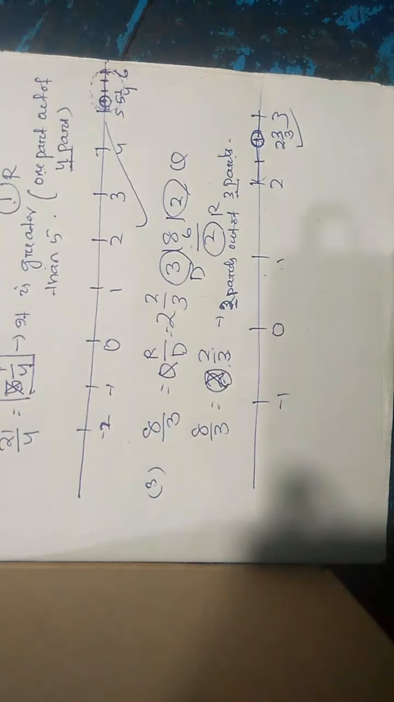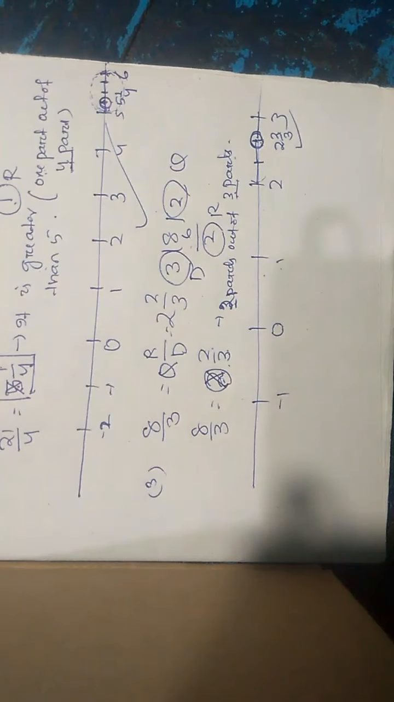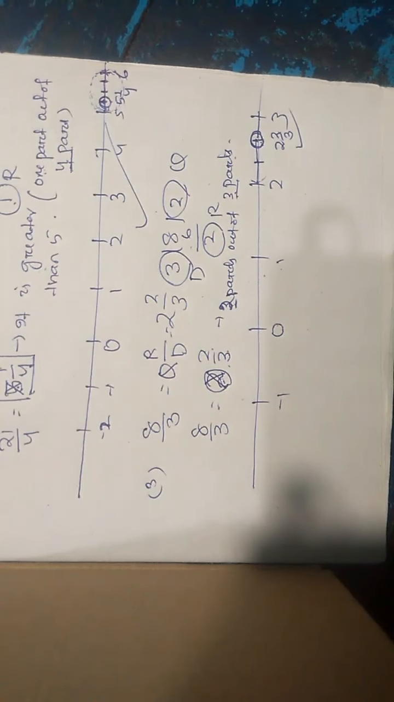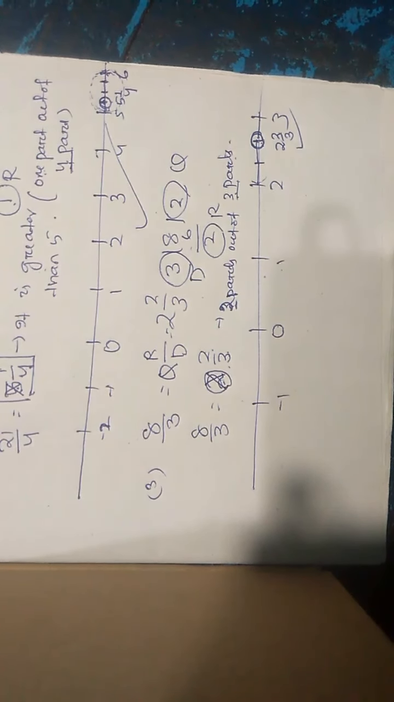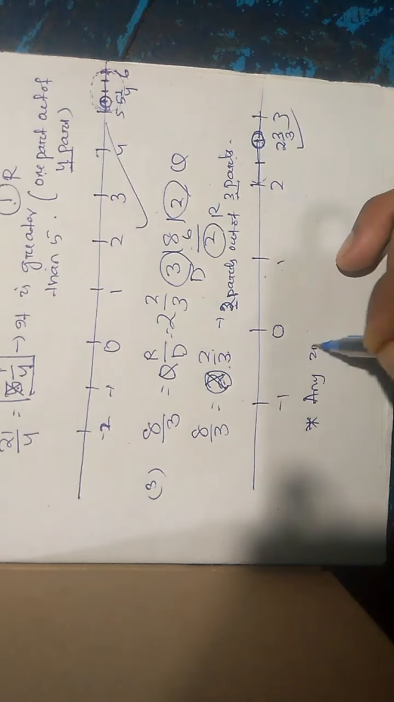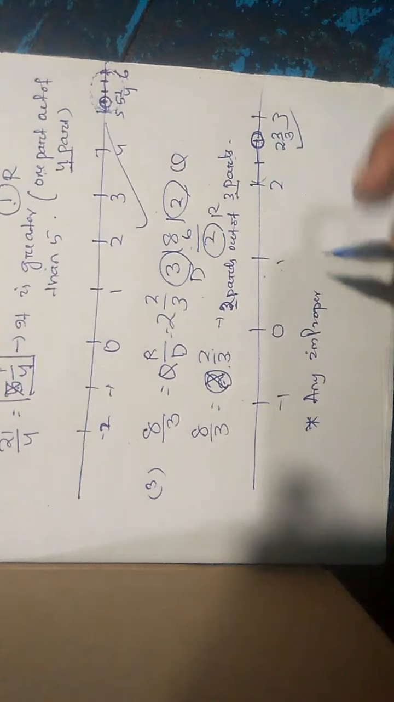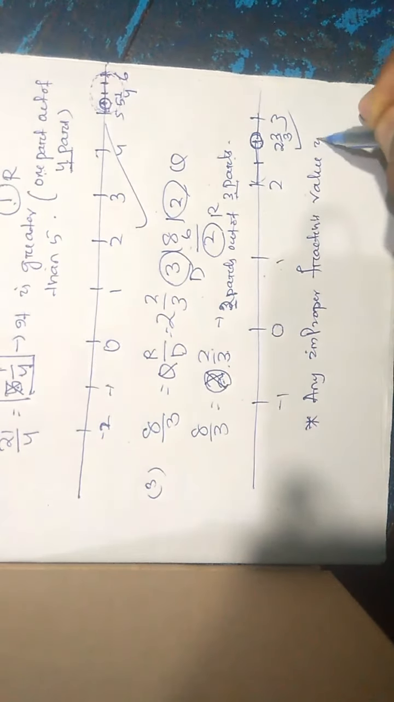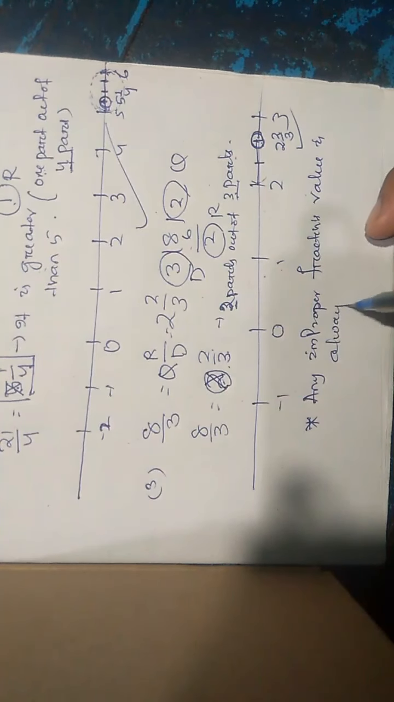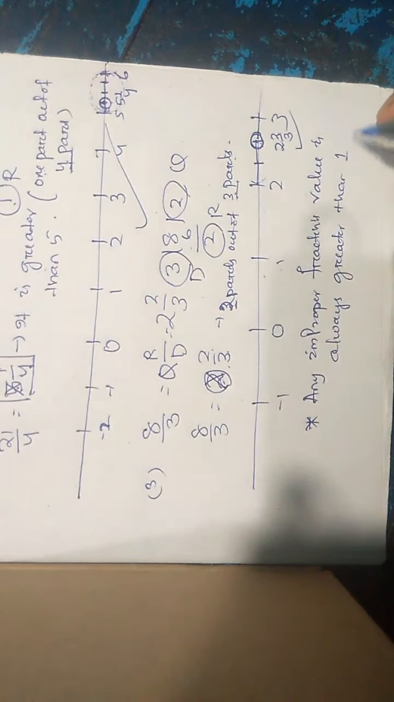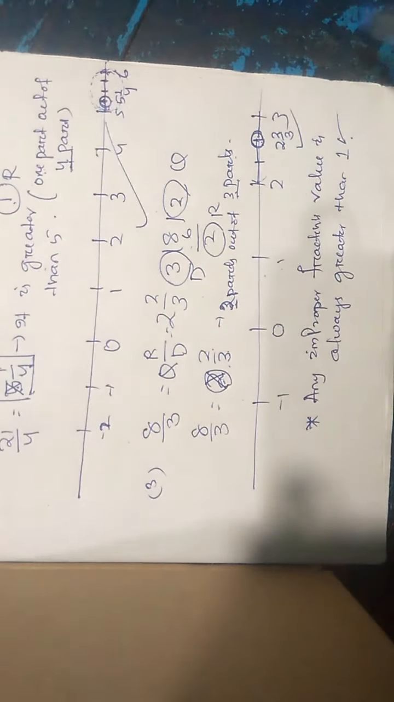Okay, so in this way you can represent any improper rational number or improper fraction on the number line. And keep in mind, any improper fraction is always greater than 1. Okay, I am writing it. Any improper fraction value is always greater than 1. Okay, so you have to remember it.